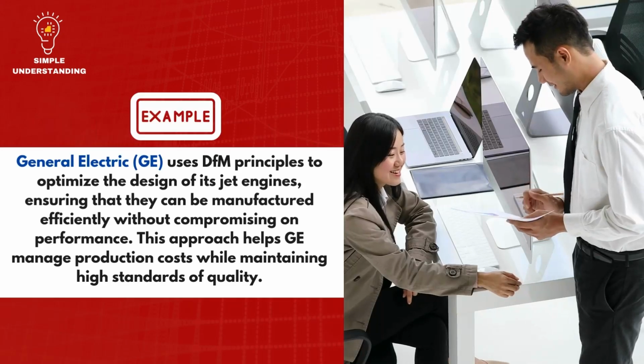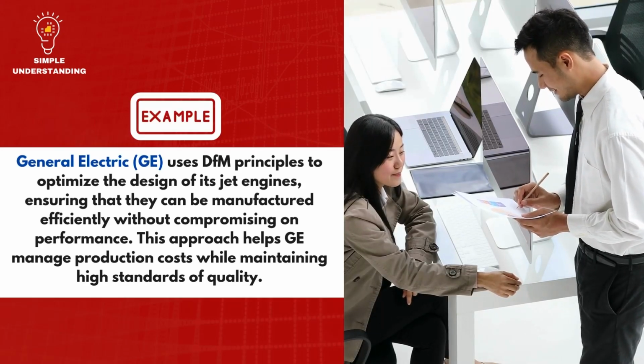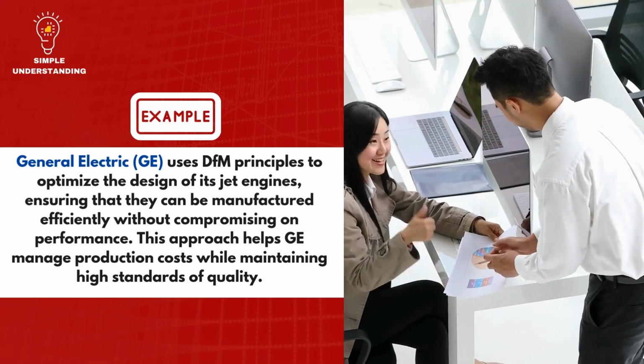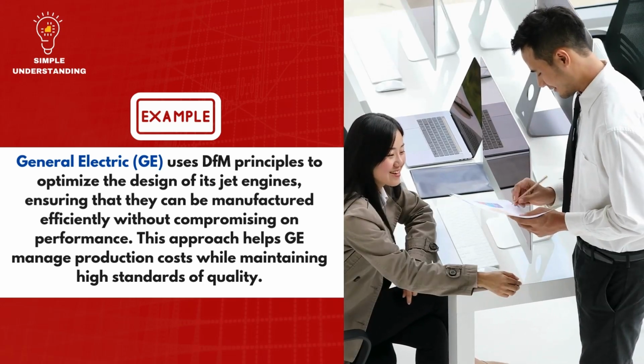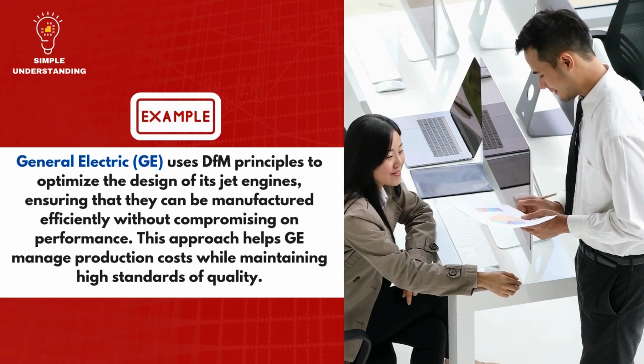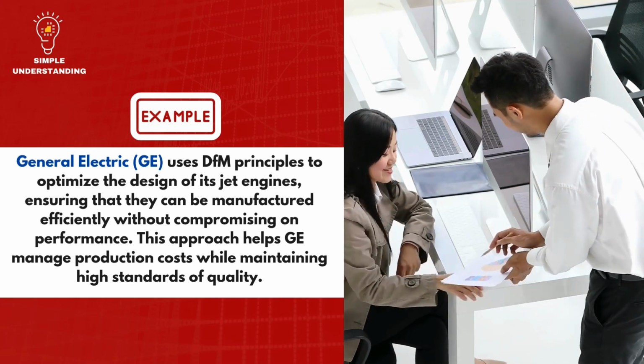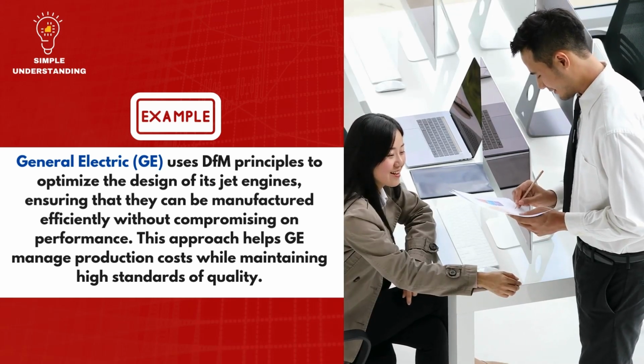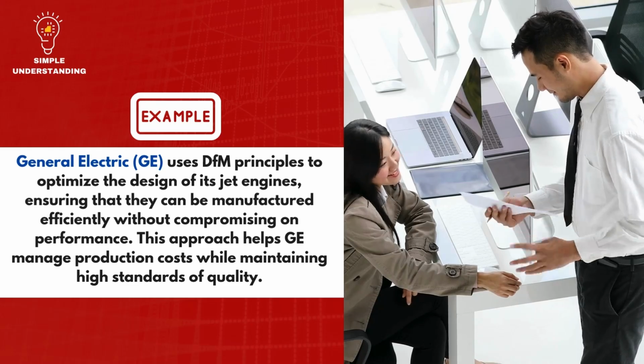Real company example. General Electric (GE) uses DFM principles to optimize the design of its jet engines, ensuring that they can be manufactured efficiently without compromising on performance. This approach helps GE manage production costs while maintaining high standards of quality.